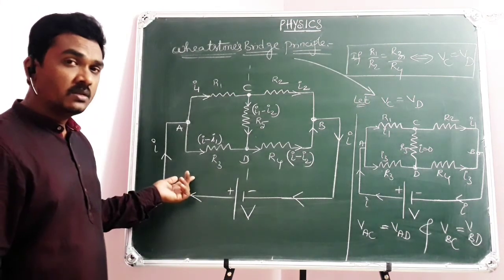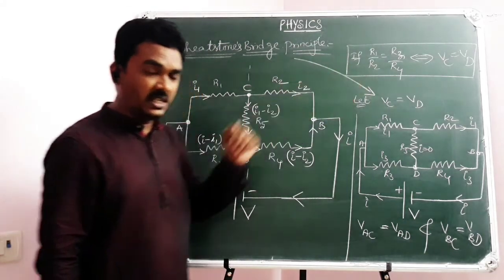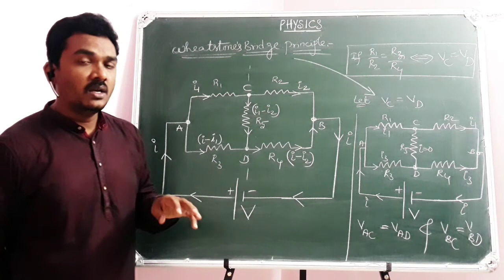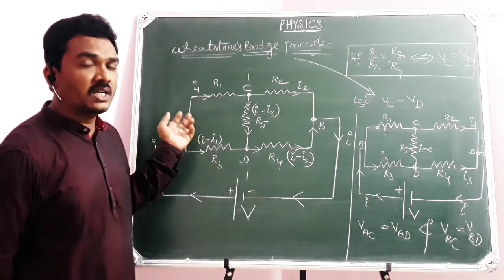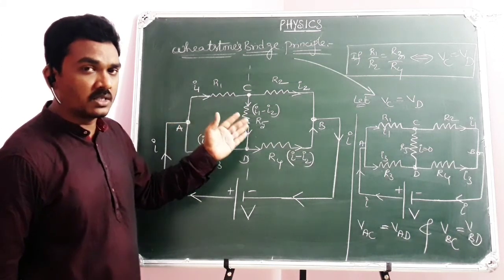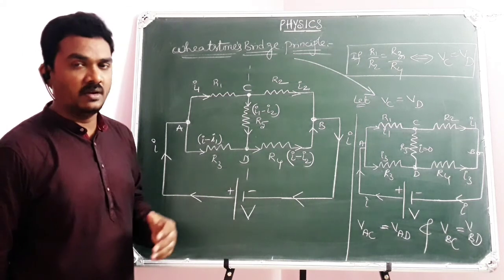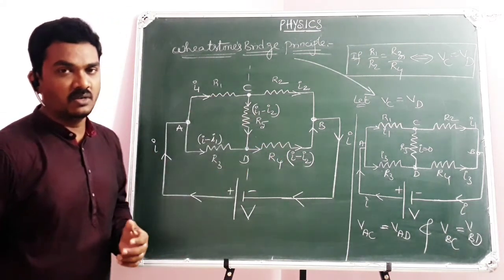When VC is not equal to VD, you cannot apply the Wheatstone bridge principle. Then in what way can you solve this type of electric circuit? By taking the current division among all the resistors, applying the junction law of currents, and then writing KVL. Am I right or not? So this is how the current division will be.